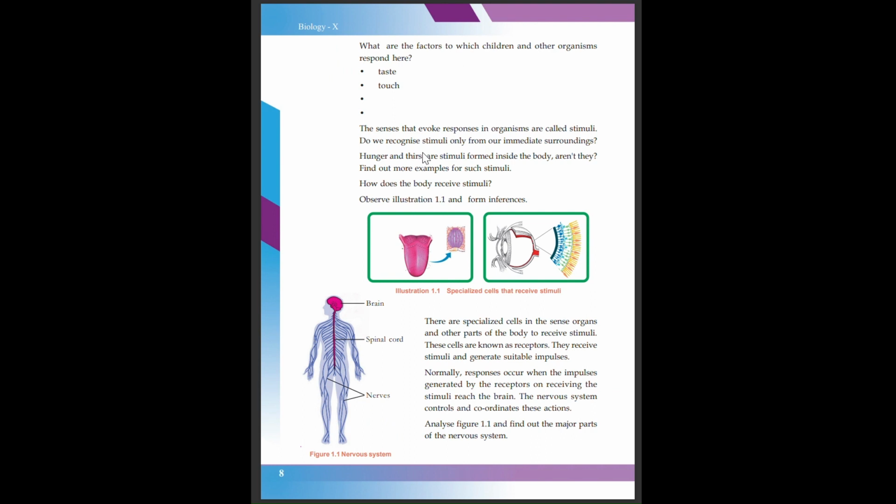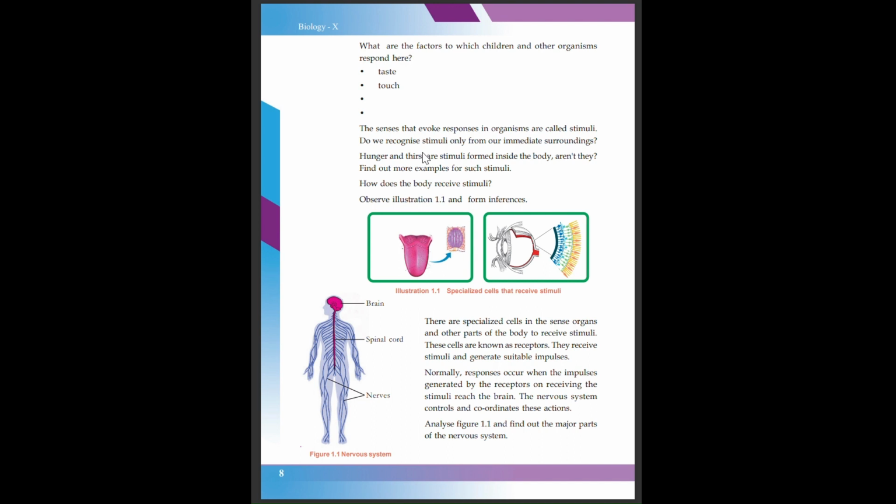There's a scene with both of the children scaring the crows or parrots away from the field. That would be danger stimuli, I would say. They experienced danger, so they just flew away. So next they have given the definition of stimuli.